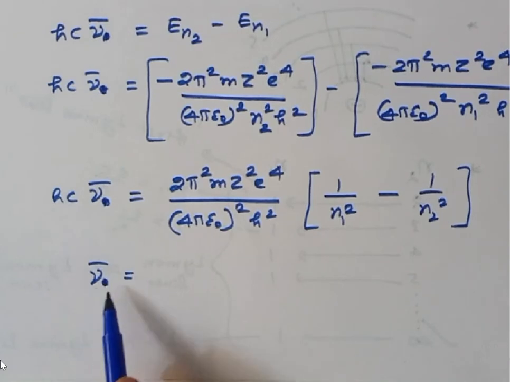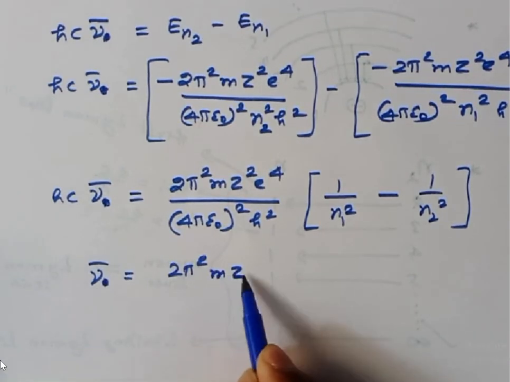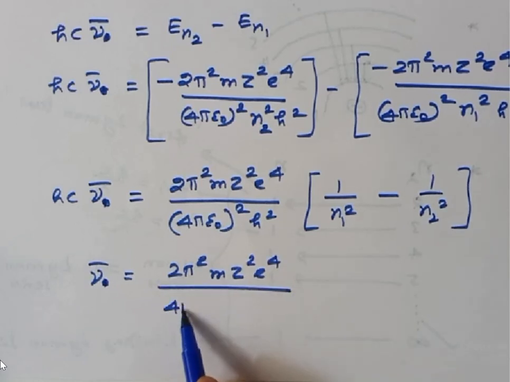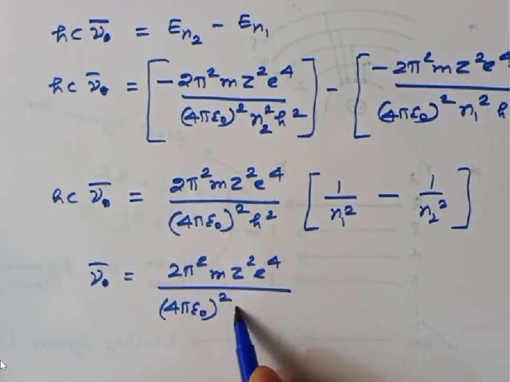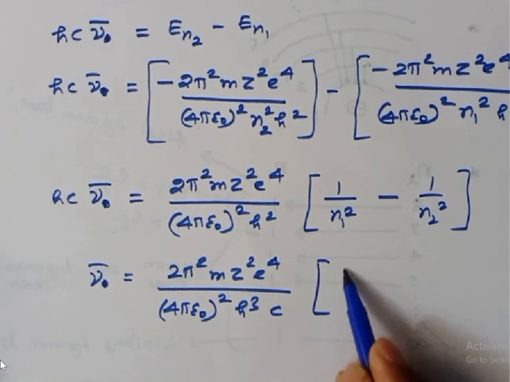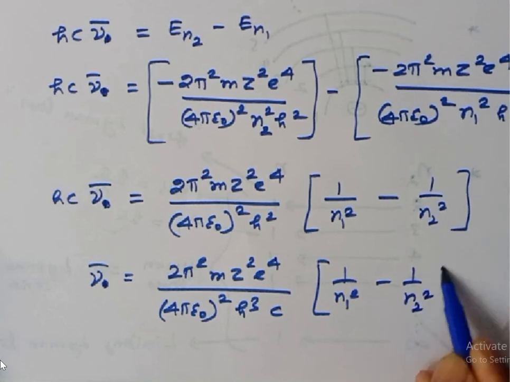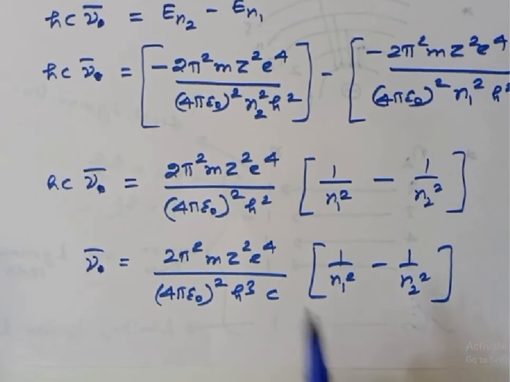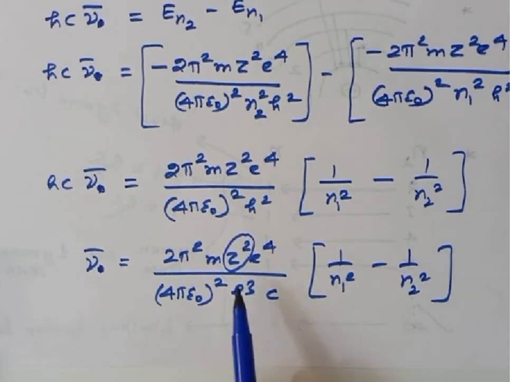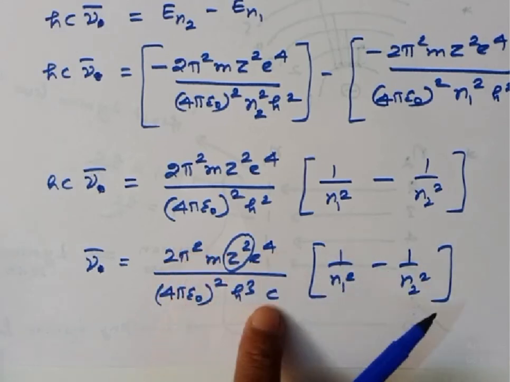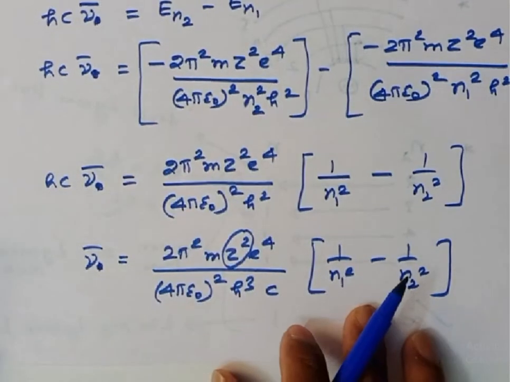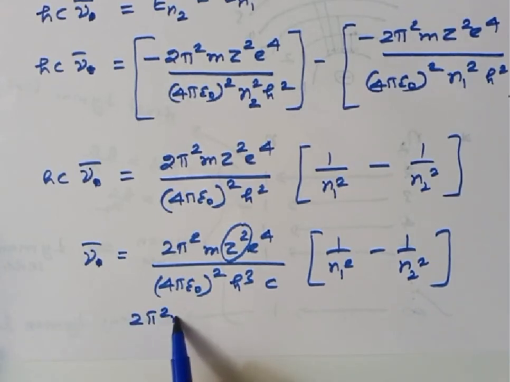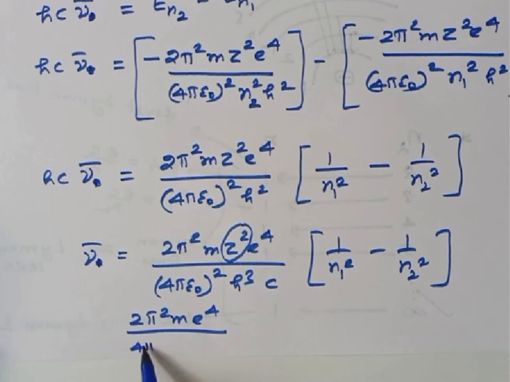So, nu bar equal to 2 pi square m z square e power 4 over (4 pi epsilon naught) the whole square. I will bring this hc to the right hand side, so h into h square becomes h cube into c. And we will get 1 by n1 square minus 1 by n2 square. Students, observe carefully. Except this z square, all other terms are constants. If you replace that into a new constant, 2 pi square m e power 4 over (4 pi epsilon naught) the whole square h cube c, this is actually a constant.